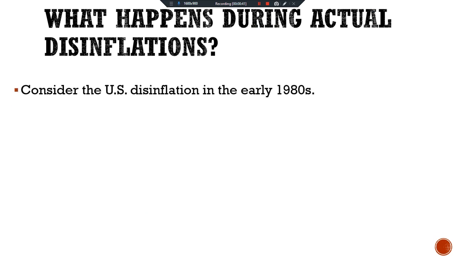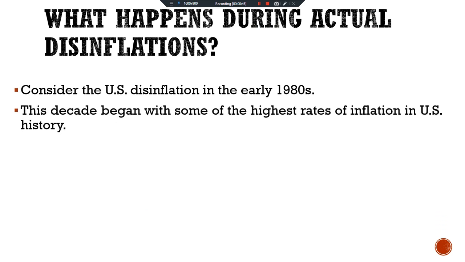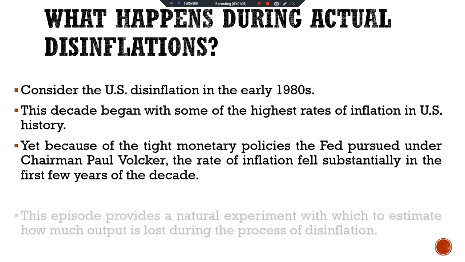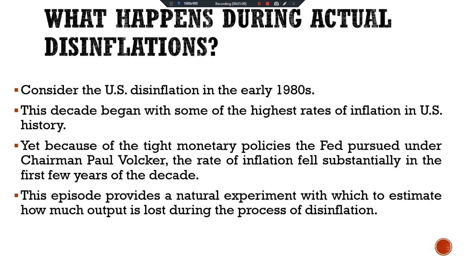Okay, consider the US disinflation in the early 1980s. This decade began with some of the highest rates of inflation in US history. Yet because of the tight monetary policies the Fed pursued under the chairman Paul Volcker, the rate of inflation fell substantially in the first few years of the decade. This episode provides a natural experiment with which to estimate how much output is lost during the process of disinflation.